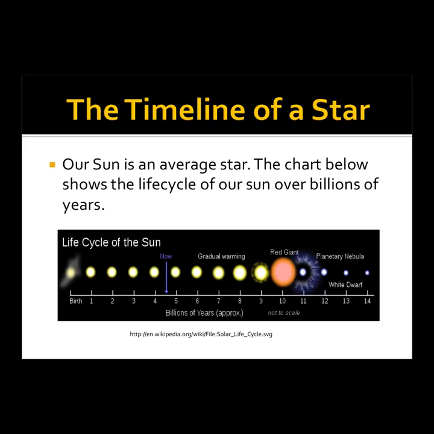This chart shows a timeline of our Sun's life. As you can see, the older the Sun gets, the bigger and redder it gets. Keep in mind, this chart is over billions of years. Since our Sun is an average-sized star, we can apply this chart to other average stars.